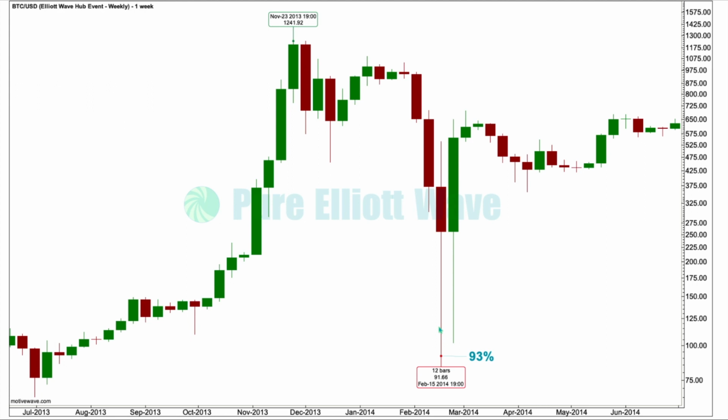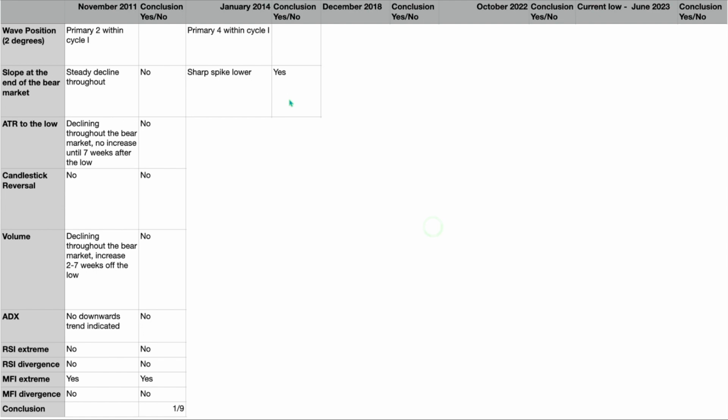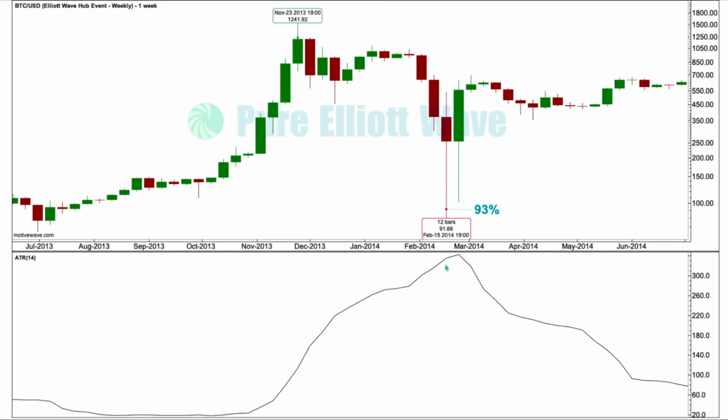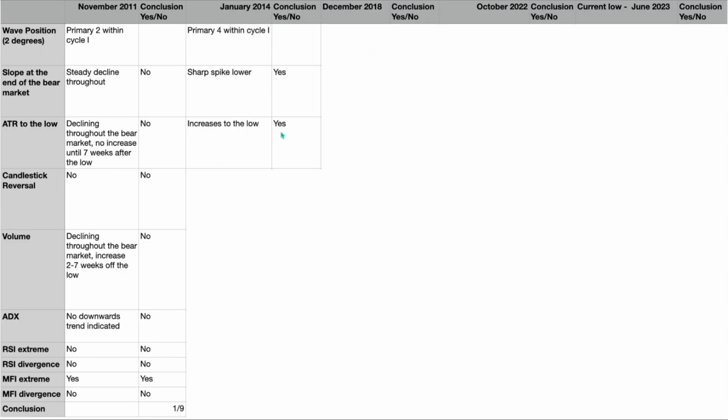Next low, January, February 2014. This is a 93% reduction in market value. It only lasted 12 weeks, so in a very short space of time, a massive amount of value lost. We see the strong vertical downward spike. Yes, that first condition is met. ATR increasing to the low. Yes, that condition is met. So this is starting to look impressive.